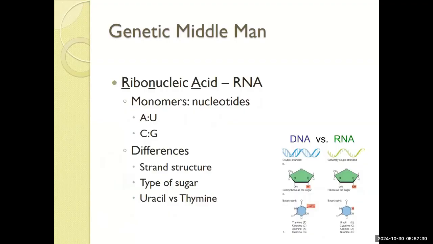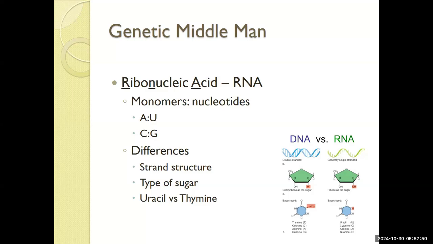This middleman is ribonucleic acid, or RNA. The monomers for RNA are very similar to DNA. They're nucleotides: adenine, cytosine, guanine. The big difference here, though, is we use uracil instead of thymine. Another interesting thing is the type of sugar.